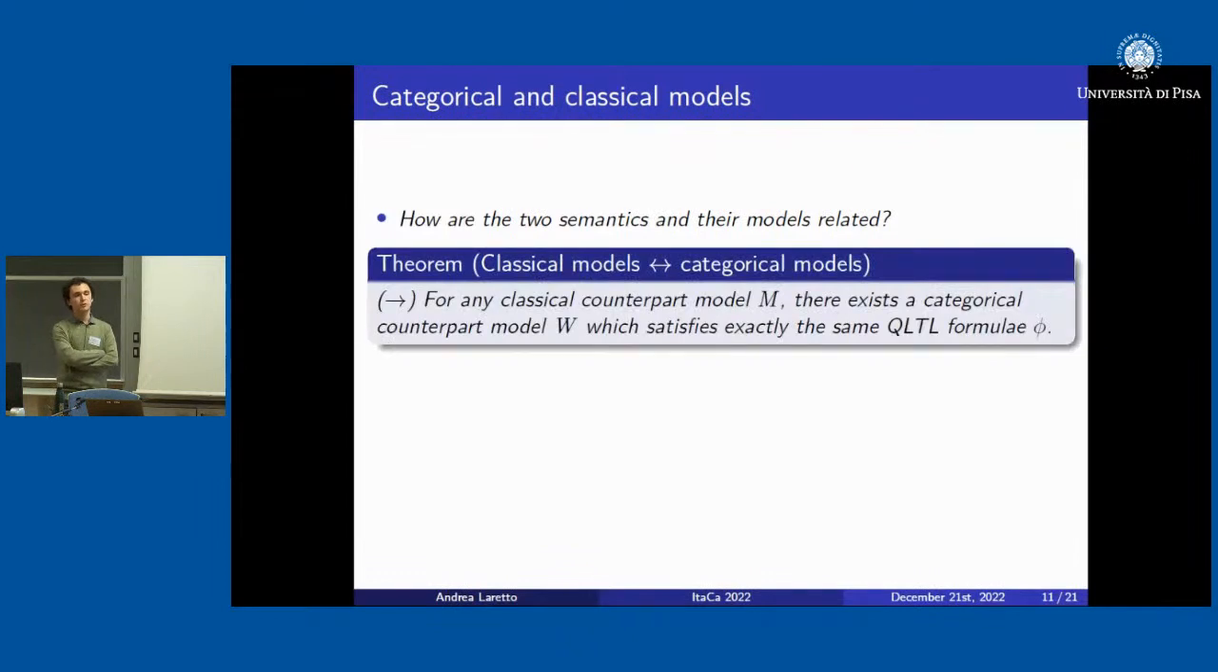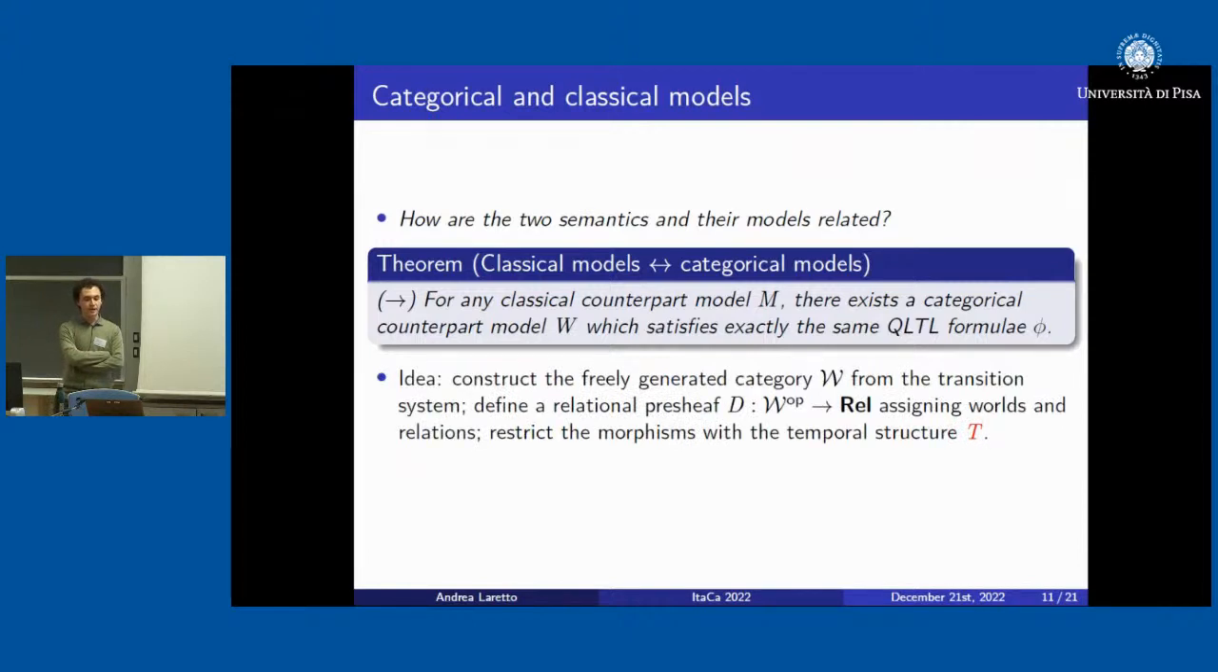Now, how are the classical inductive semantics and the categorical one related, and their models? Well, they actually have a good result. The classical models and categorical models are in some sense equivalent, because for any classical counterpart model, which is just a transition system, there exists a categorical counterpart which satisfies exactly the same formulas. And the idea is the one you might be thinking of, where you construct a freely generated category W from the transition system.